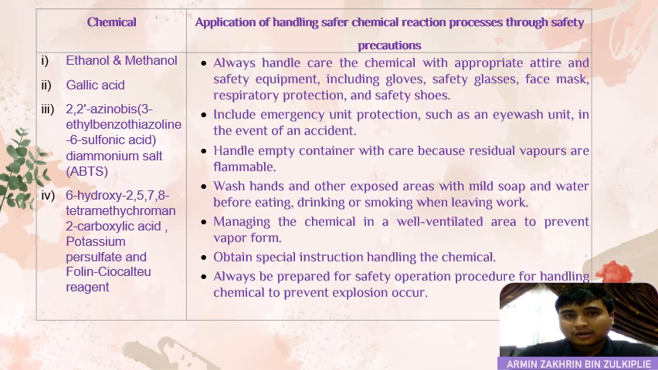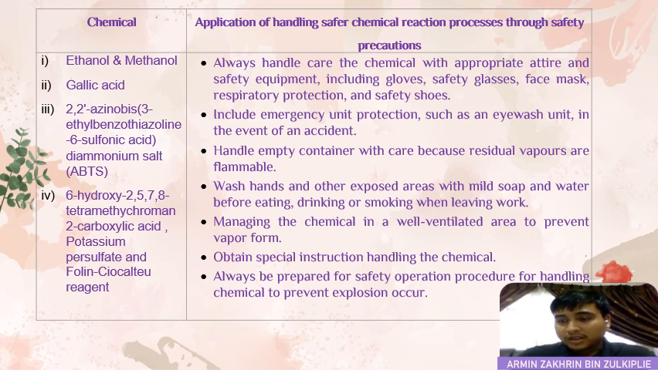On this next slide, I will proceed to explain about the safety precaution of handling the chemical, where we use proper PPE attire for our own safety. Then we include protection and manage handling the chemical in a well-ventilated area where all the chemicals are handled by the same method. Always be prepared with the safety operation procedure for handling the chemical to prevent any explosion or any flammable accident from occurring.